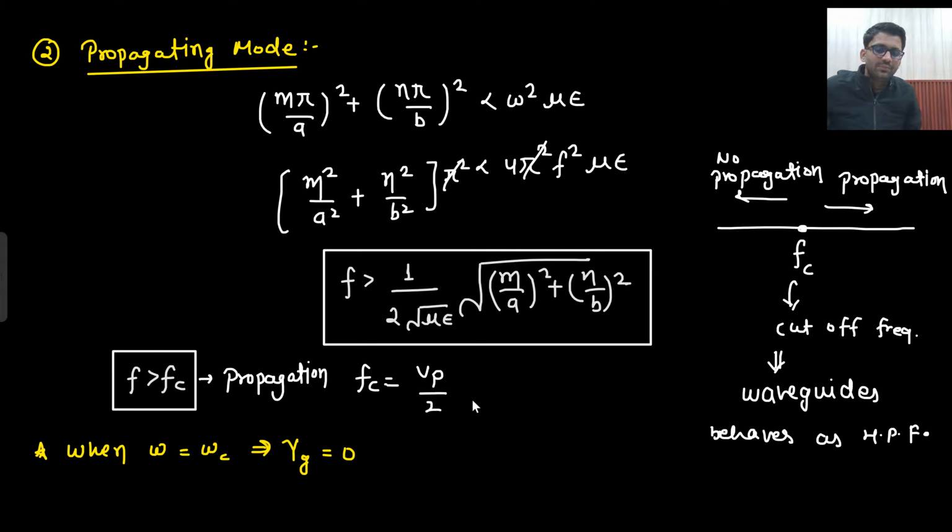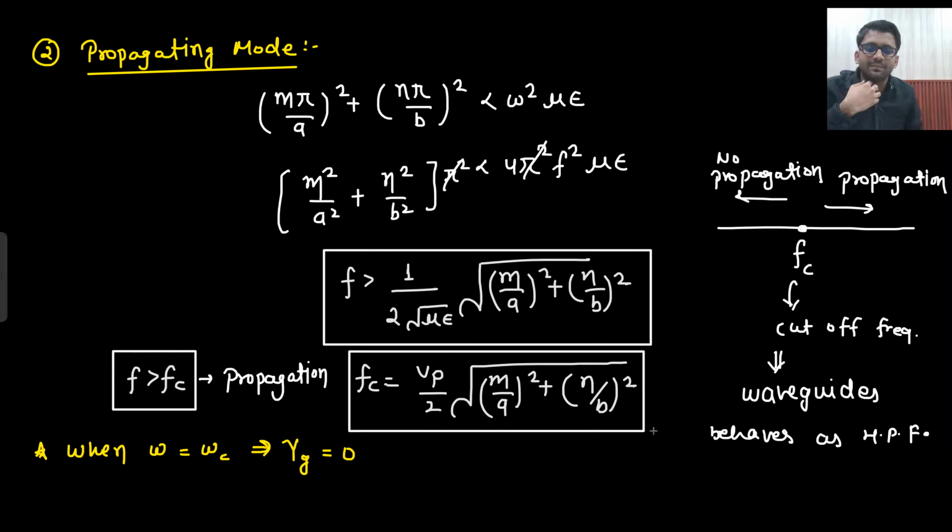So fc is equal to Vp by 2 under root m by a whole square plus n by b whole square. So this is the first star I am putting. This formula you need to remember. Cutoff frequency of a rectangular waveguide, Vp by 2 under root m by a whole square plus n by b whole square. Anyway, you need to remember it.